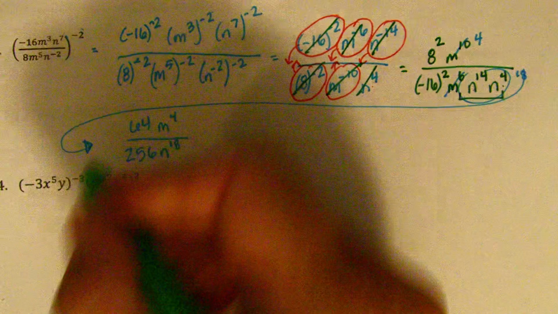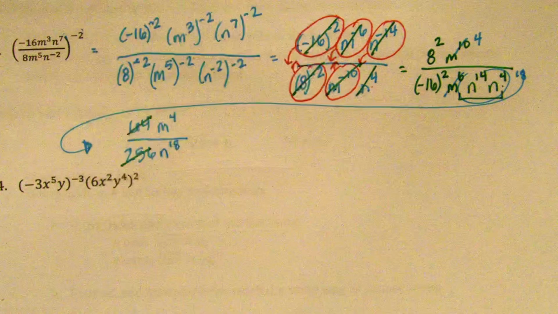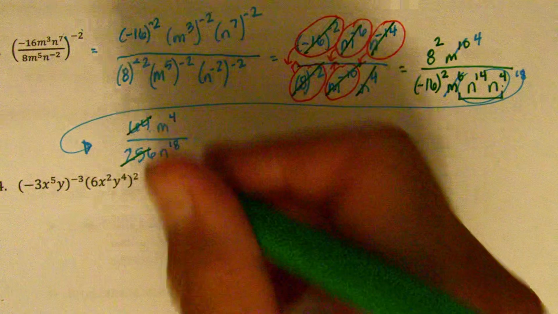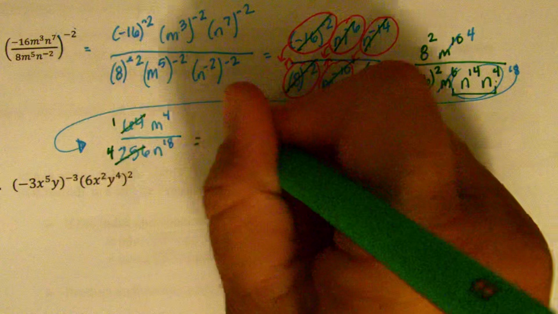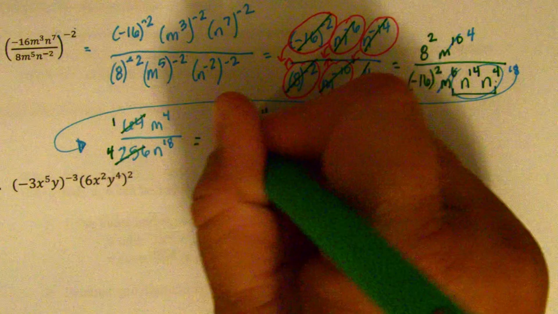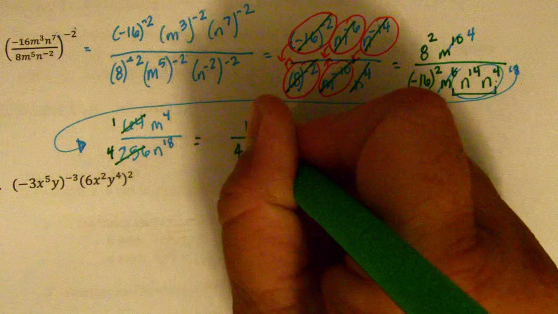Now, I can reduce 64 and 256, and that reduces to 1 on top and 4 on bottom. So I have m to the 4th over 4n to the 18th power.